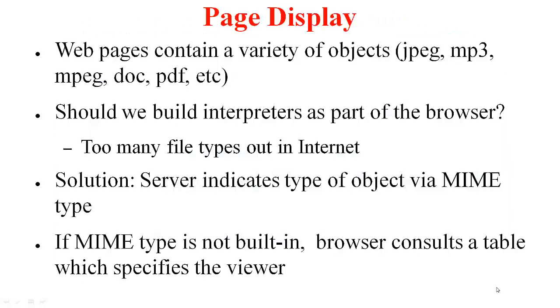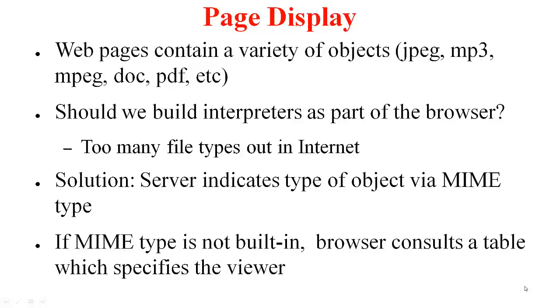As mentioned earlier, a web page once you download it is going to contain a variety of objects: JPEG, MP3, MPEG, doc, PDF, and so on. Now, how should one display this web object containing so many different formats? Should one include all these interpreters as part of the browsers? This turns out to be rather difficult because there are really too many file types out there on the internet. So the way this is handled is that the server indicates the type of the object via the MIME type. This is the content type I was showing earlier.